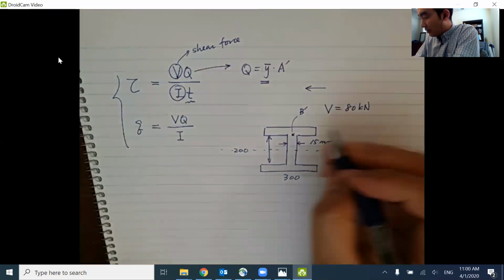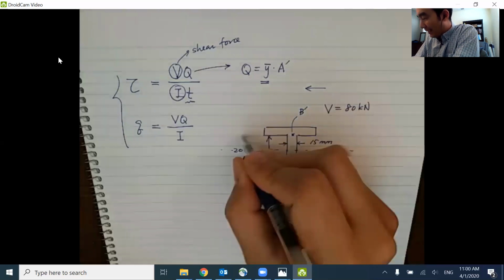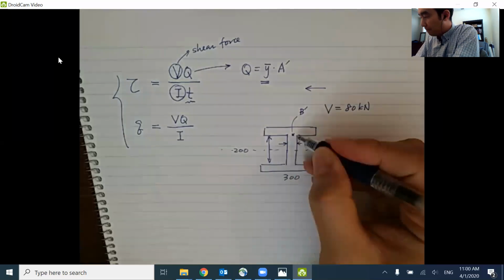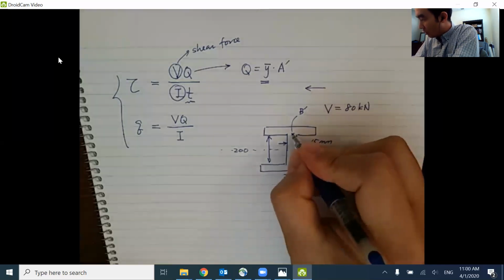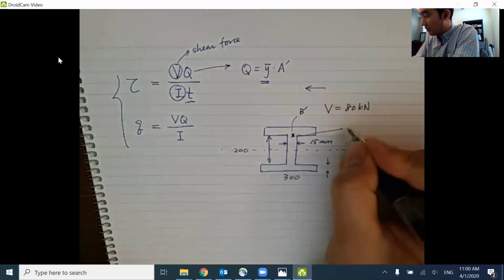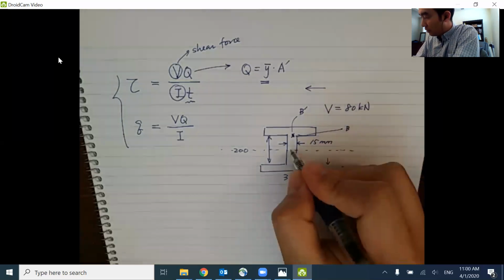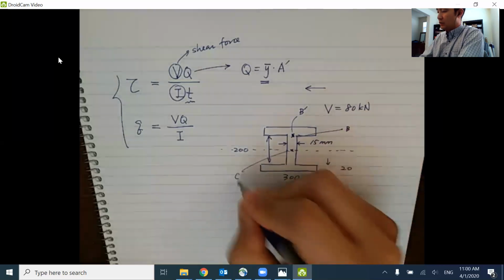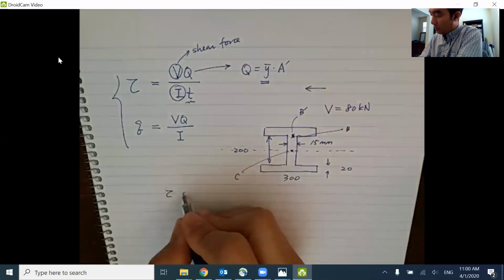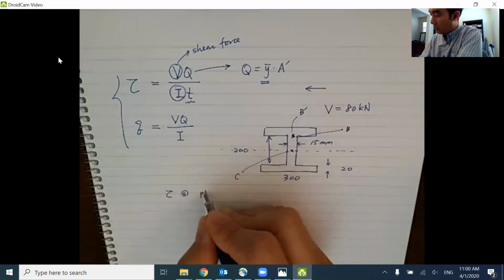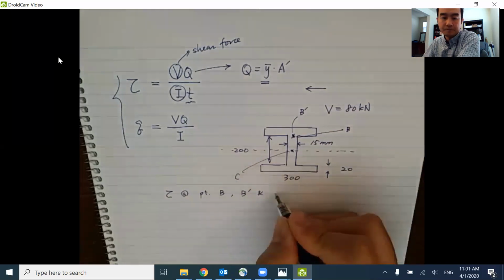And then another point is the same point actually at the same level, but as the top of the web. Okay, so I'm gonna just mark it here. That point is B. And the other point is point C right in the middle here, point C. So we'd like to find out tau at point B, B prime, and C.